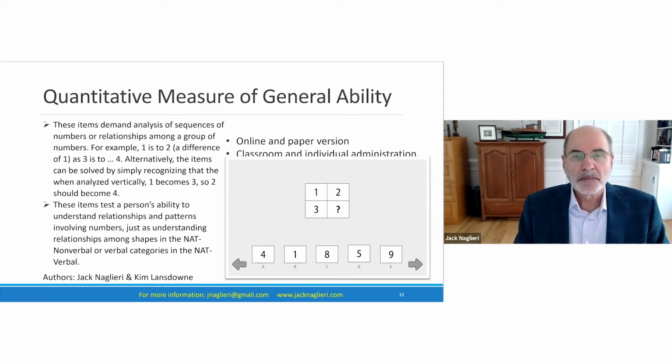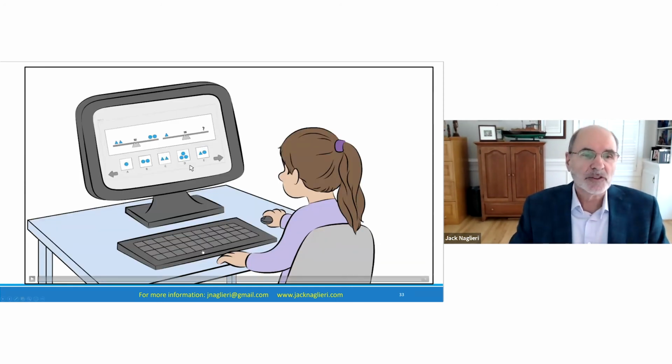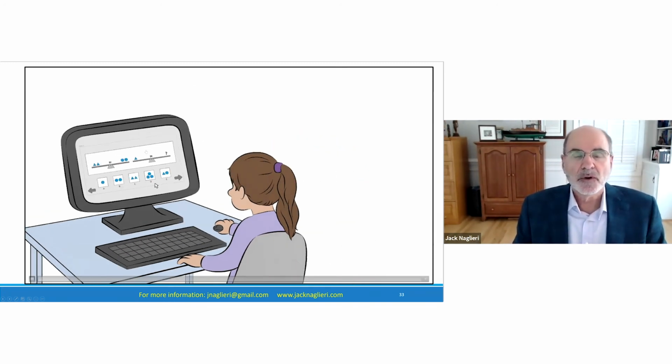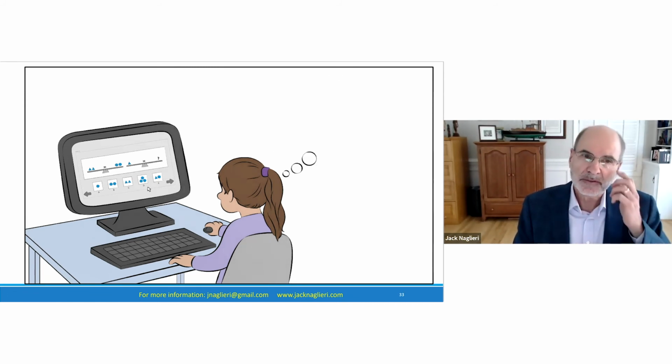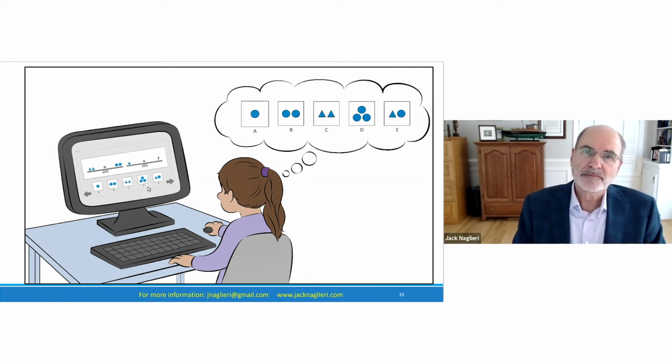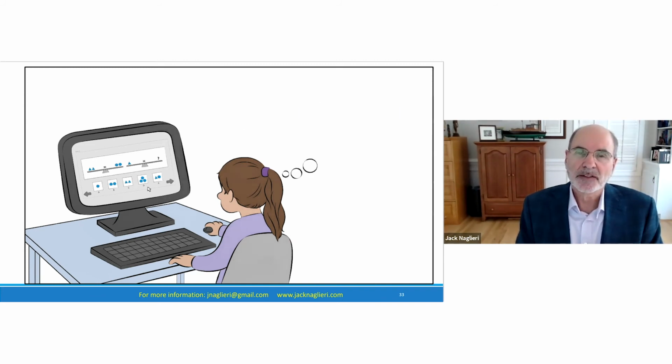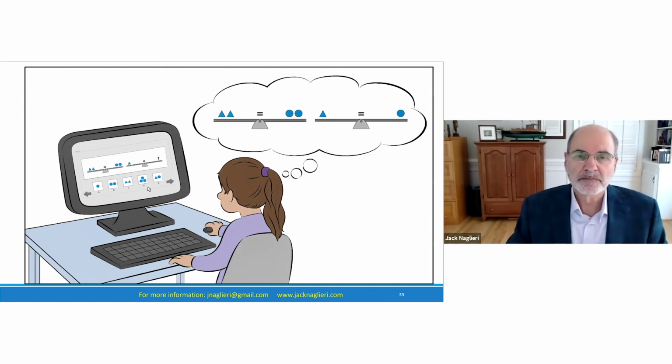So the animated instructions for this shows another kind of item that we have, which is a balance beam. So the child needs to look at that relationship. Okay, 2 triangles equals 1 equals 2 circles. So 1 triangle equals 1 circle. It's basic quantitative thinking. That's what we're getting at here.